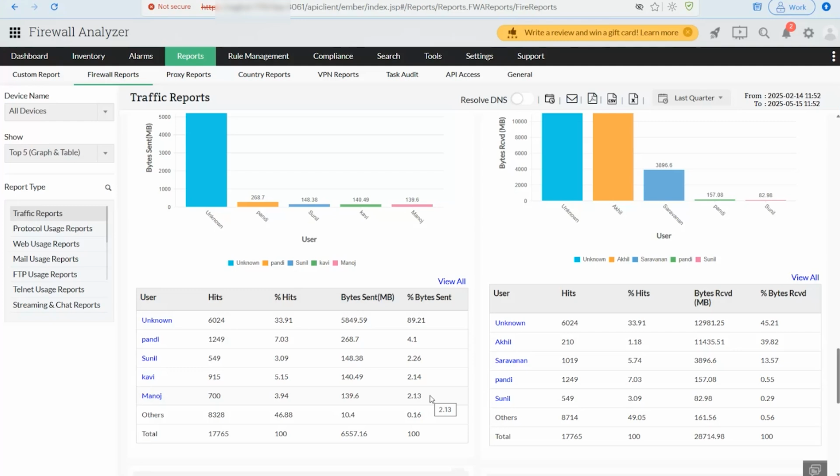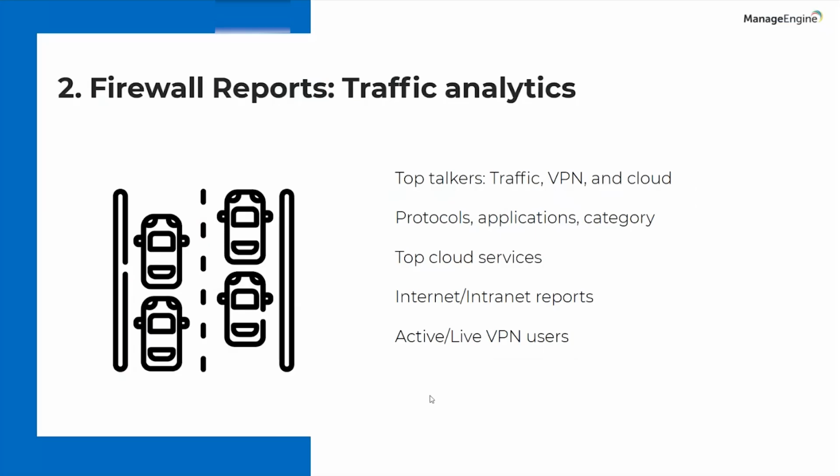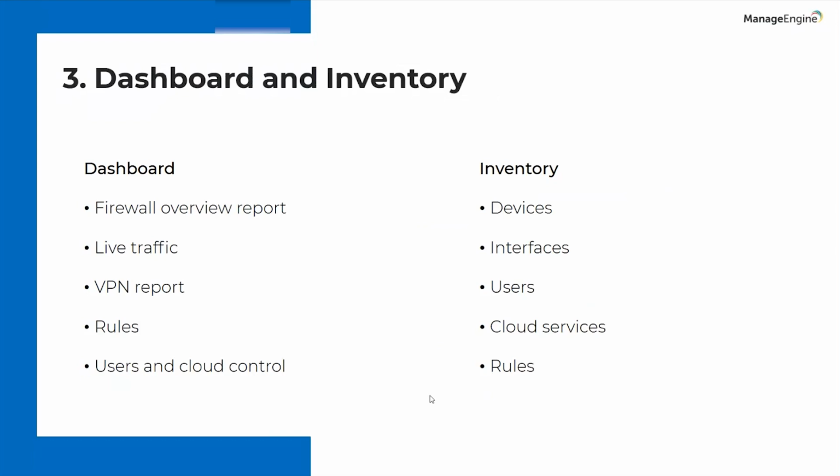So now let's go back to the presentation. The next one we have is the dashboard and the inventory report. The dashboard gives you a summary of everything, including an overview of the firewall traffic, security stats, and system performance. You'll also find a live traffic report that shows real-time data from each firewall. Additionally, we also have the VPN reports that list active VPN users and their usage details. You can also see the information about users, firewall rules, cloud services, and an overview of all the rules along with the users and the cloud services that they are accessing.